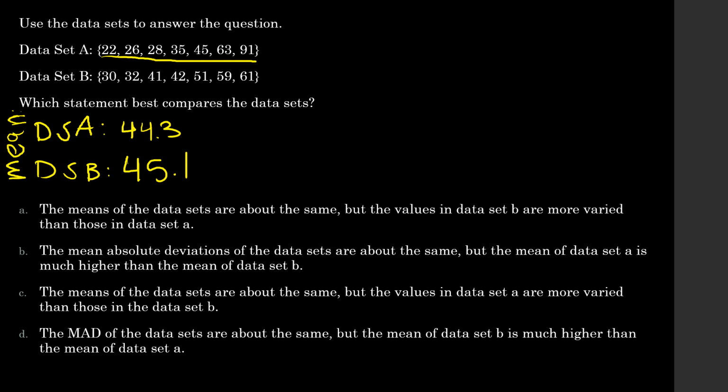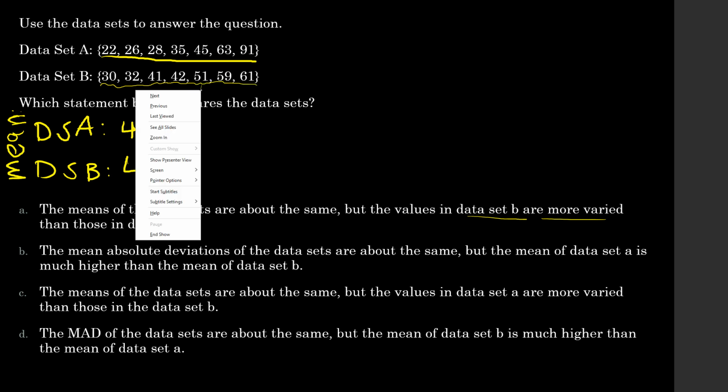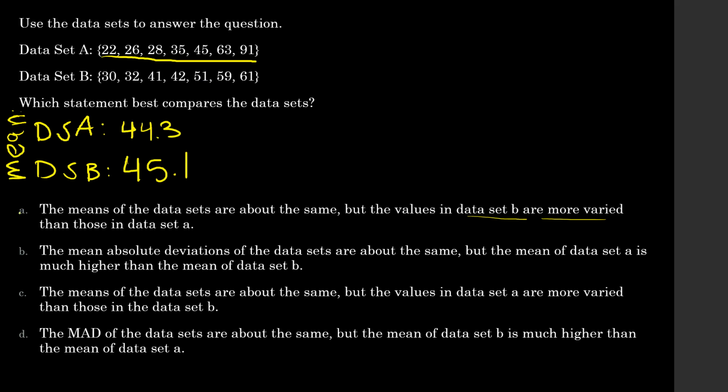So let's read through these 2 options that are talking about the means and see if either of them makes sense. Option A says that the means of the data sets are about the same, but the values in B are more varied than those in A. So they are about the same, but here it says the values in data set B are more varied. That means that there's more of a difference or more of a fluctuation in our numbers. And if I look here, these are all fairly close together. I don't see any huge gaps in between any of the numbers. So I don't think it's A.